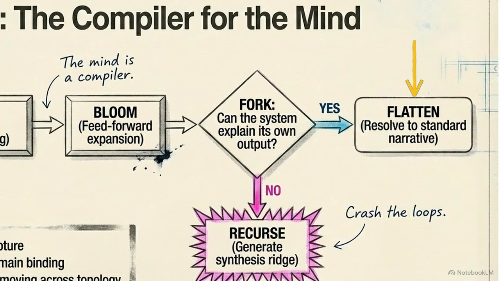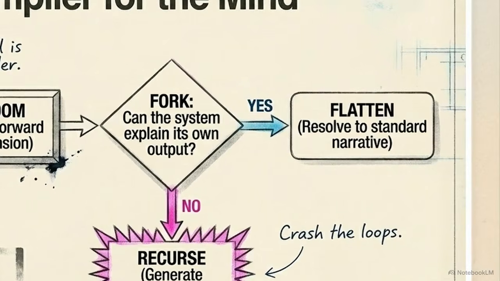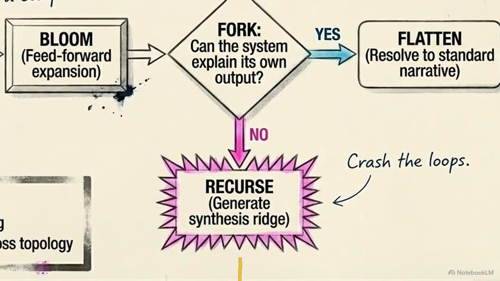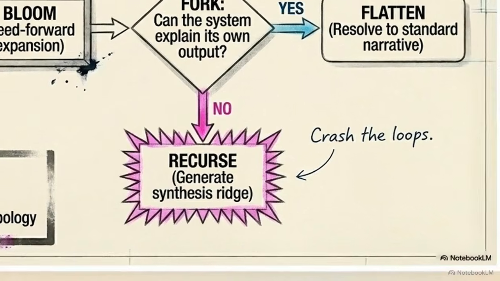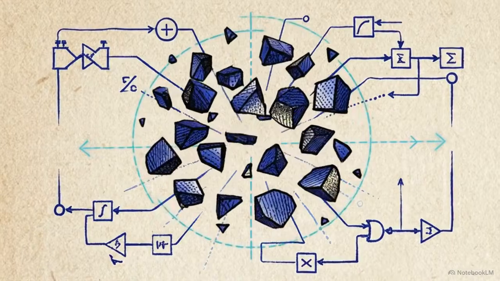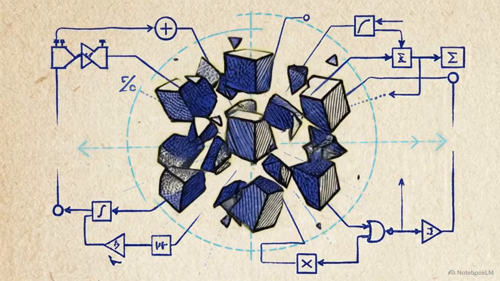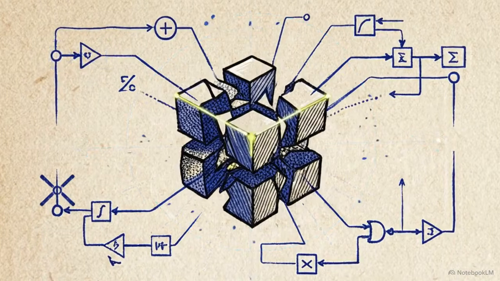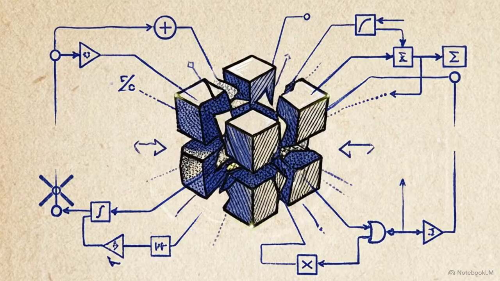If the answer is yes, standard narrative resolution carries the data to the flattened stage. If the answer is no, the system reaches the crisis point, where standard cognitive models typically fail. This failure triggers the recurse node, which deliberately forces a crash of the cognitive loops to break the impasse. While standard AI architectures stall at this fork, the CTMS leverages the wreckage to generate a new mathematical synthesis.